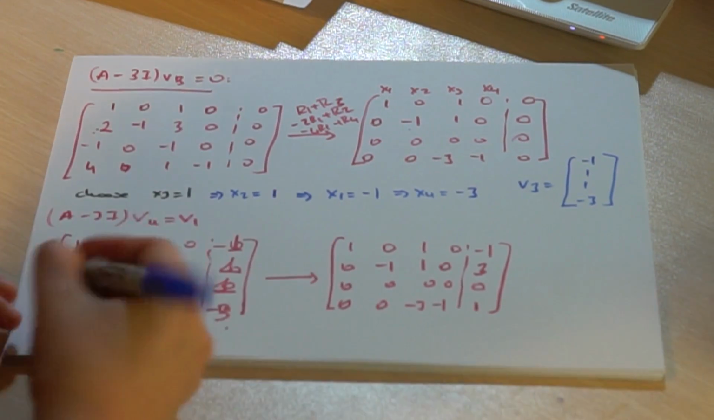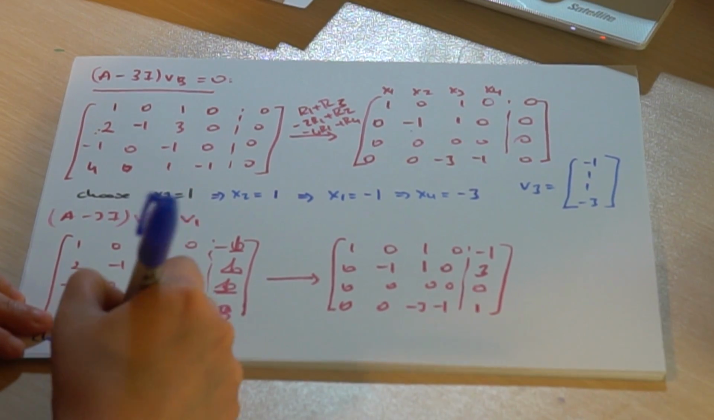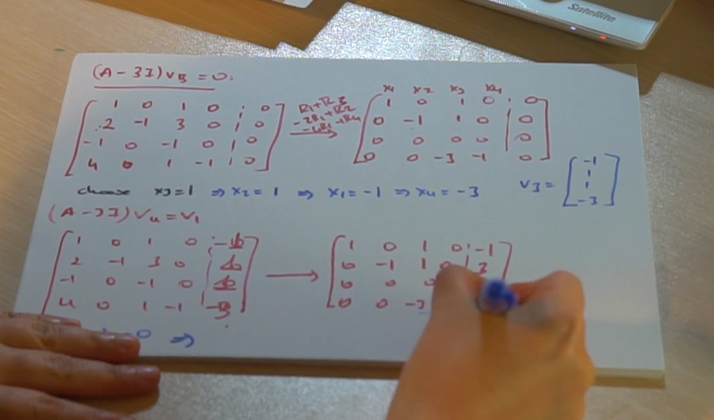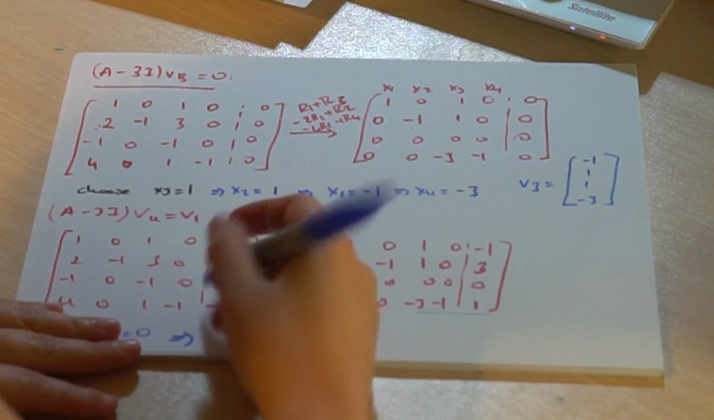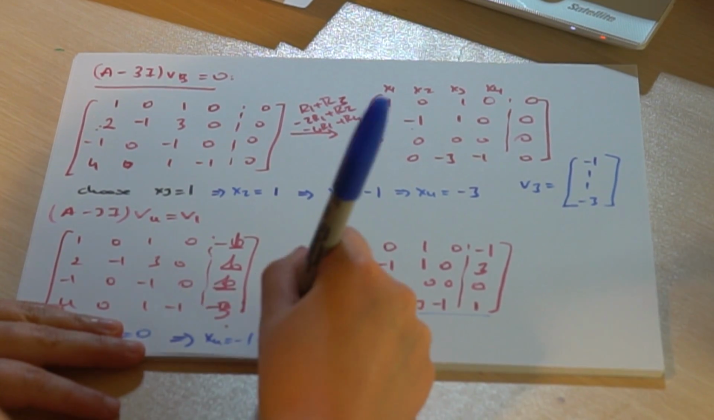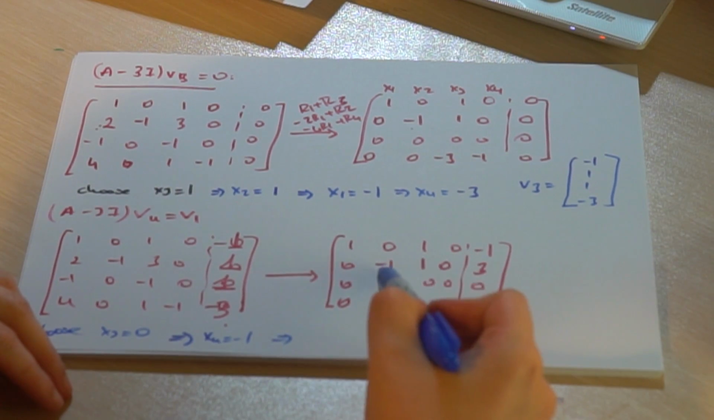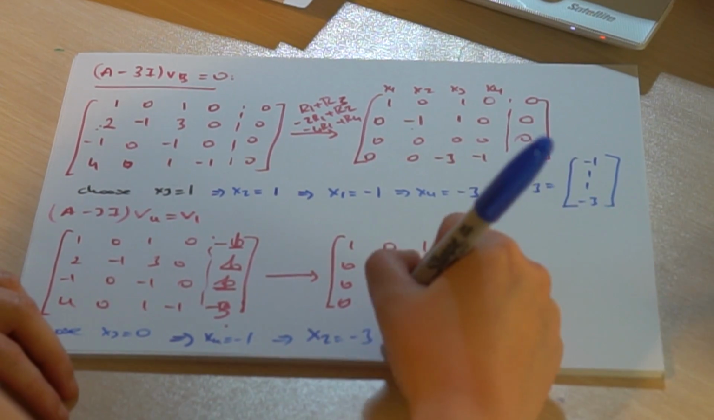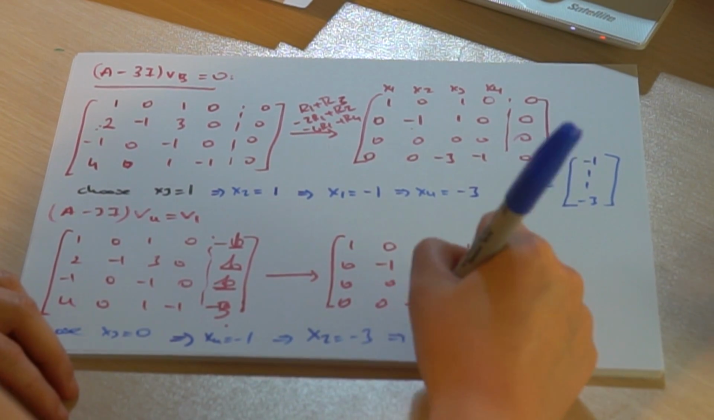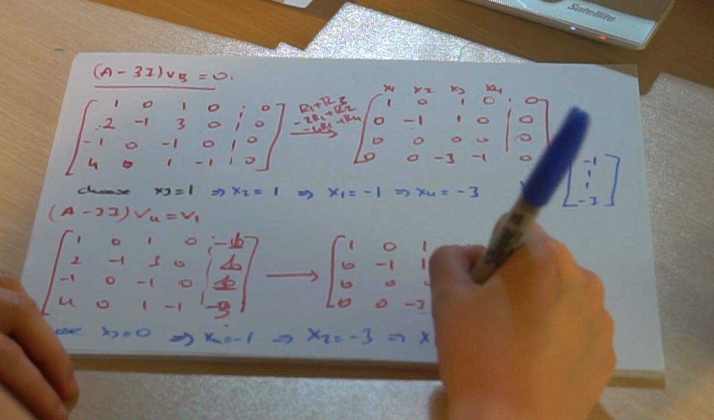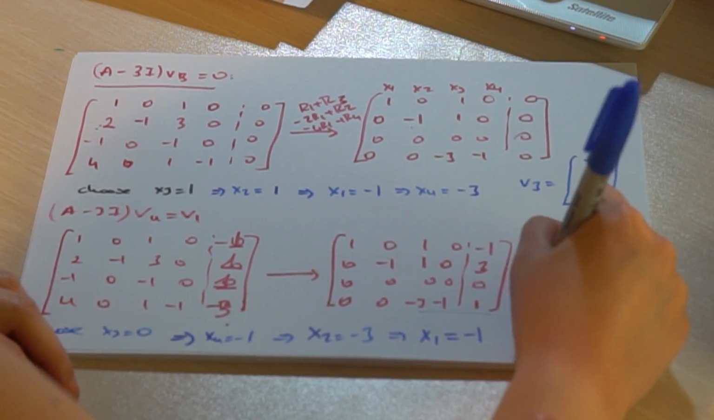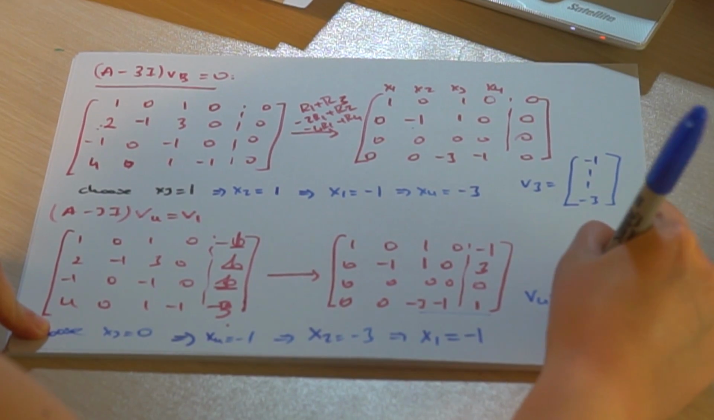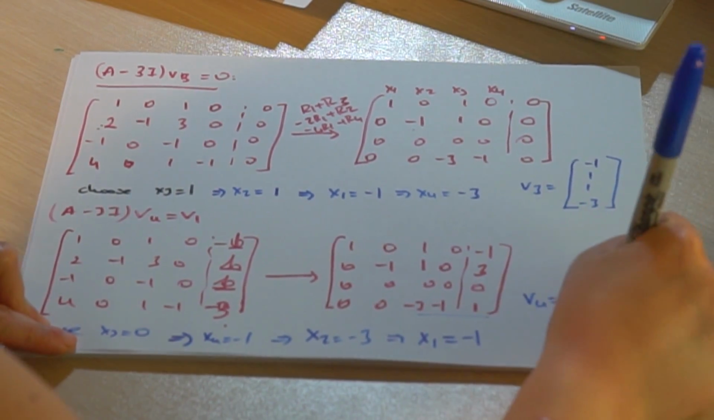Now choose x3 is equal to 1, so we will have from here, if this one is equal to 0, x4 will be equal to minus 1. Now from here, if this one is 0, this one becomes minus 3, so x2 becomes minus 3, and here x1 will be equal to minus 1, so v4 will be equal to minus 1, minus 3, 0, minus 1.